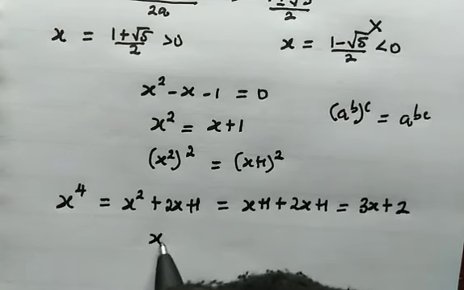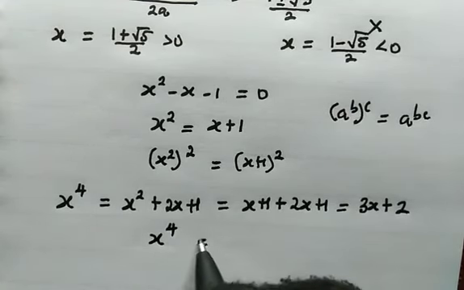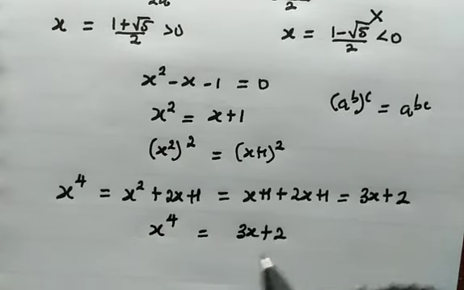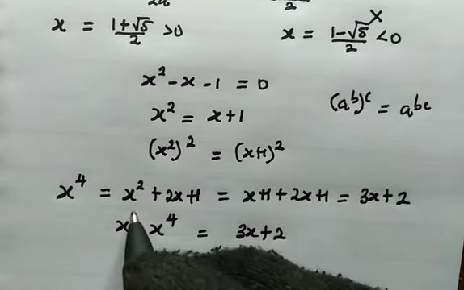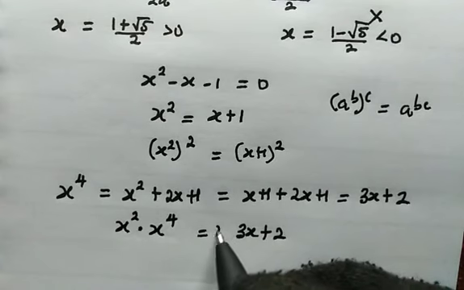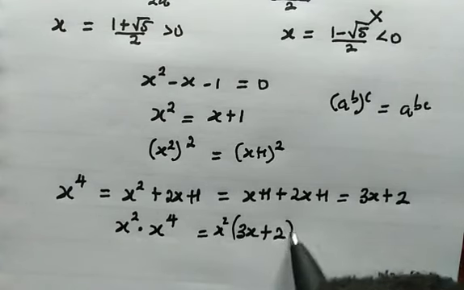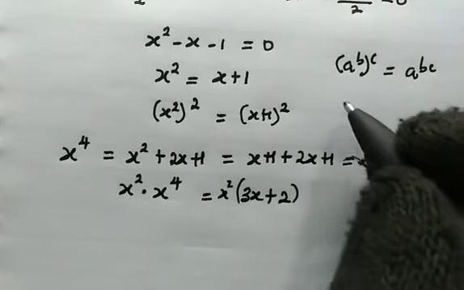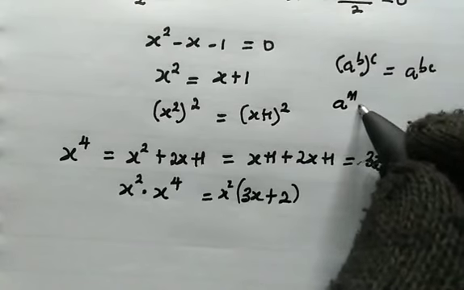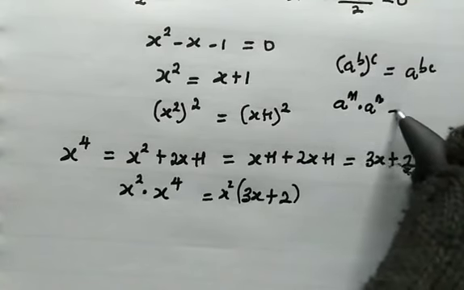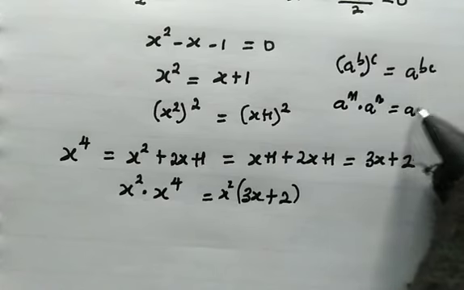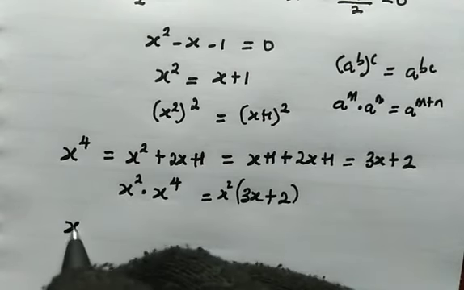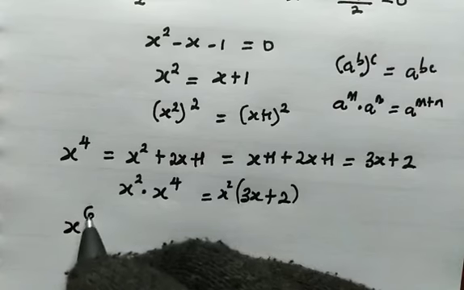Let's put it down here. So we have x to the power of 4 equal to 3x plus 2. Now let's go ahead and multiply both sides by x to the power of 2. From the left hand side, let us recall again, a to the power of m multiplied by a to the power of n, since we have the same base, is the same as a to the power of m plus n. So here this will be x to the power of 2 plus 4, which is 6.